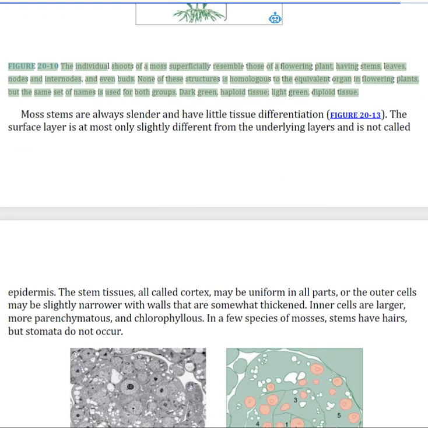Figure 20-10. The individual shoots of a moss superficially resemble those of a flowering plant, having stems, leaves, nodes and internodes, and even buds. None of these structures is homologous to the equivalent organ in flowering plants, but the same set of names is used for both groups. Dark green, haploid tissue; light green, diploid tissue.